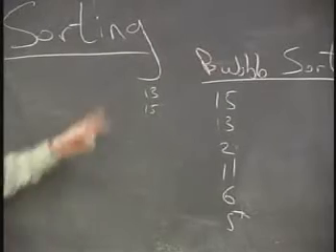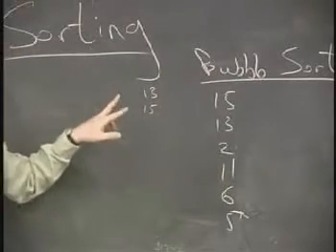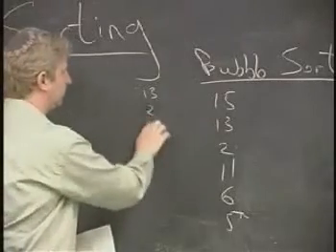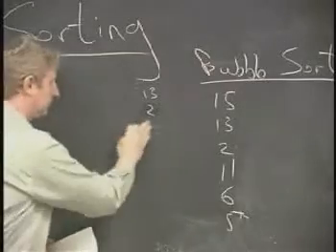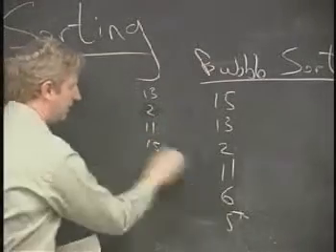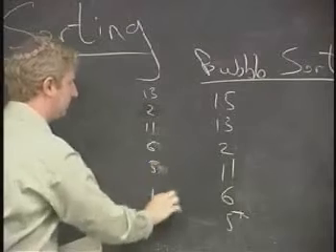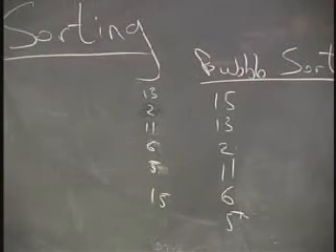And then you continue shifting down one spot, comparing the second now with the third, and you switch them if necessary. So now it looks like this. And now 15 with 11, 15 with 6, and 15 with 5. So in this case, 15 just sank to the bottom and everything else bubbled upwards.